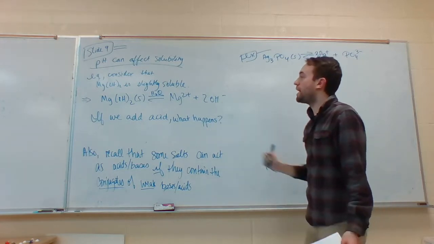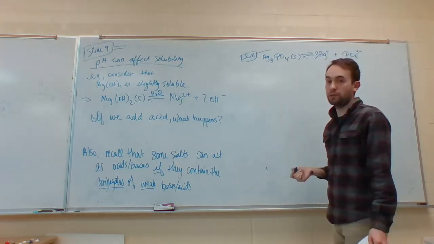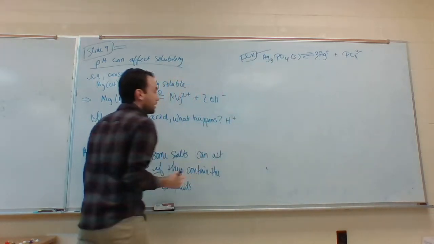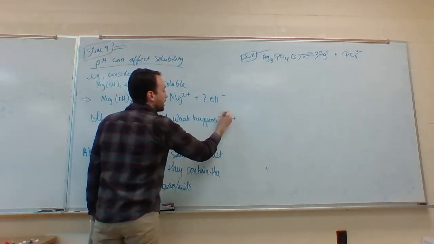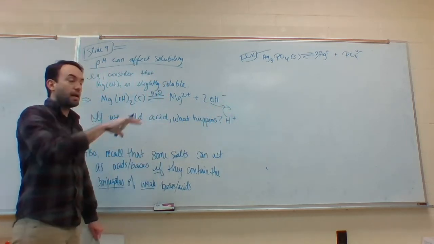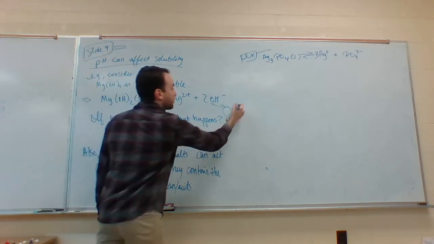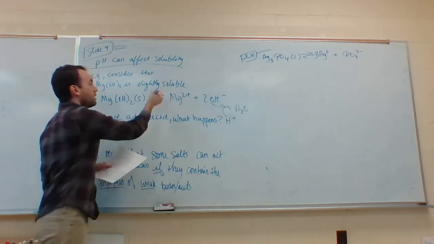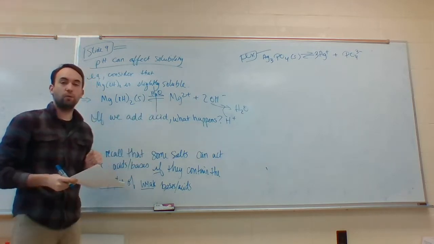Now, if we add acid to this, what happens? Well, that would be like adding H+. H+ is going to react with those hydroxides, and when that happens, that forms water. So that means we're going to be weakening this side of our equilibrium.